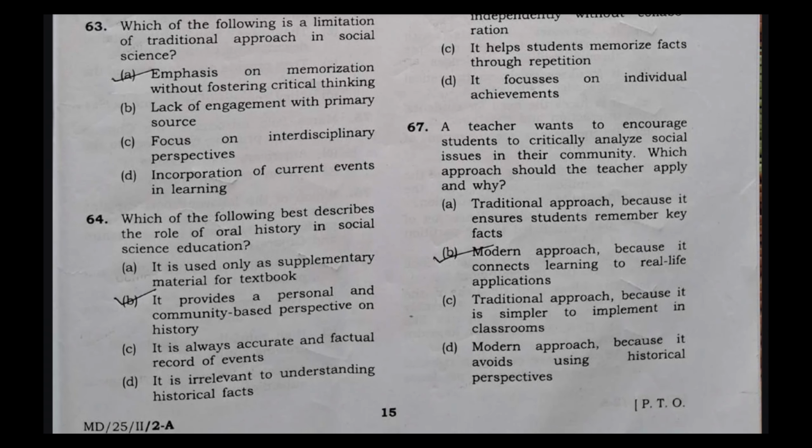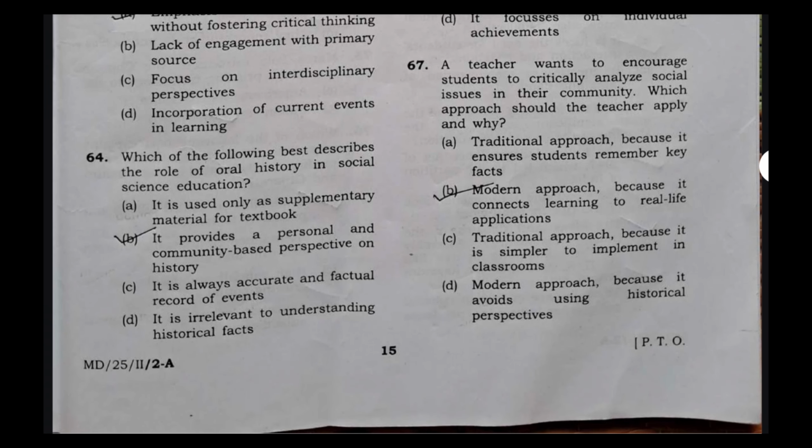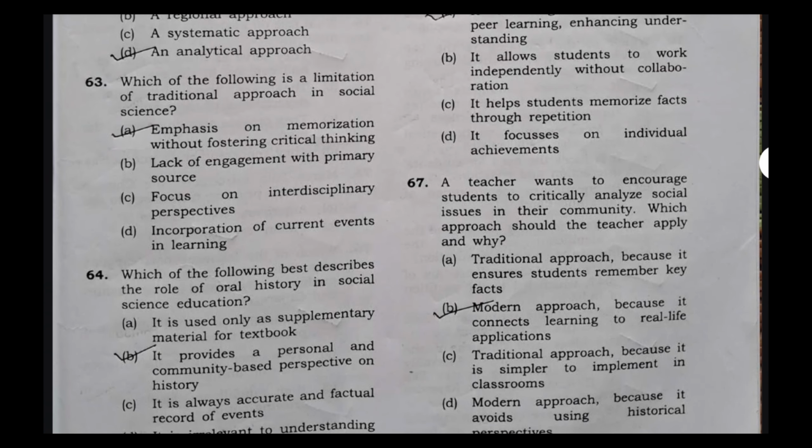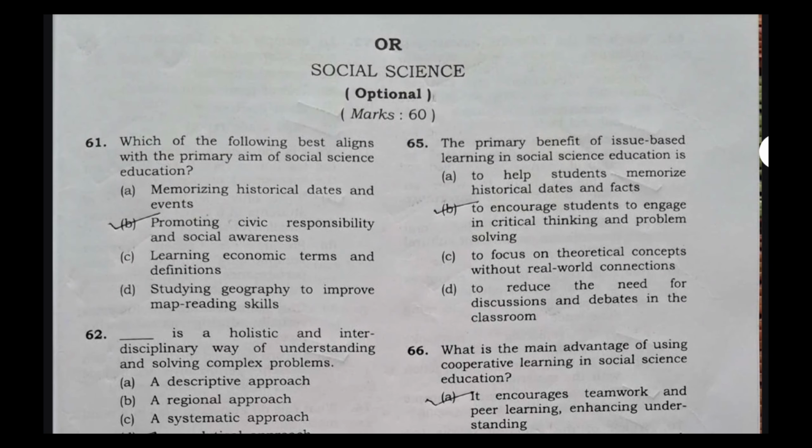Next is 64. Which of the following best describes the role of oral history in social science education? The answer is option B. It provides a personal and community-based perspective on history. So next is 65. The primary benefit of issue-based learning in social science education is, the answer is option B, to encourage students to engage in critical thinking and problem solving.